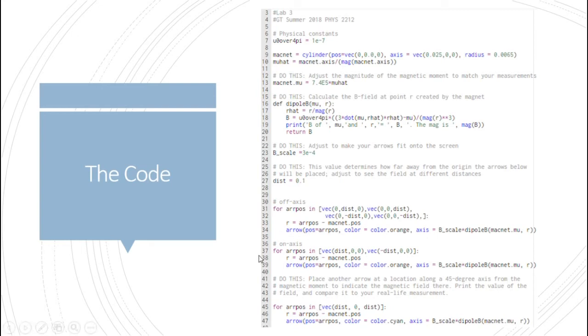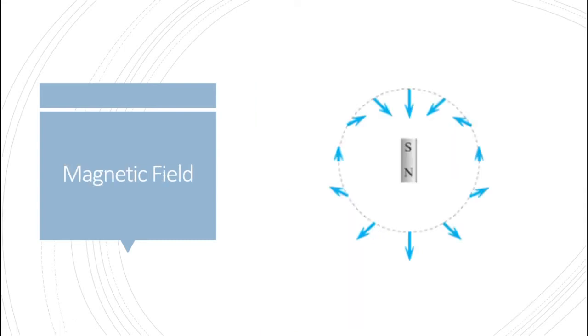And here are the arrows for the two on-axis arrows, on axis of the mu vector of our dipole magnet. And here is where we wanted to show an arrow at a 45-degree angle from the mu of our dipole. And we wanted to compare what we measured to what our formula is telling us it should be.